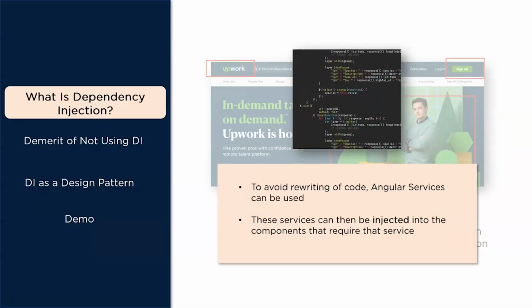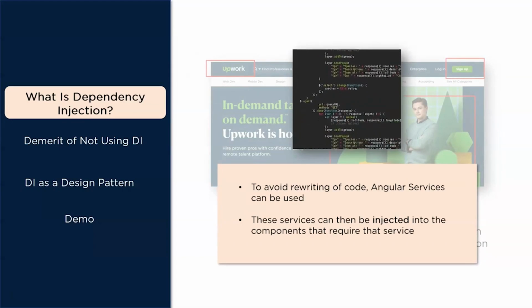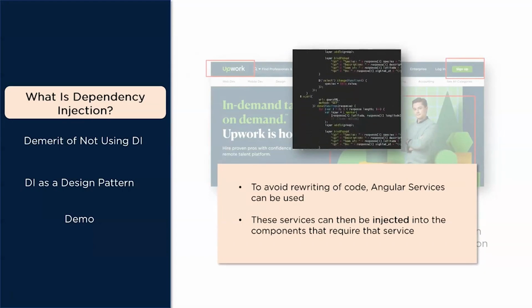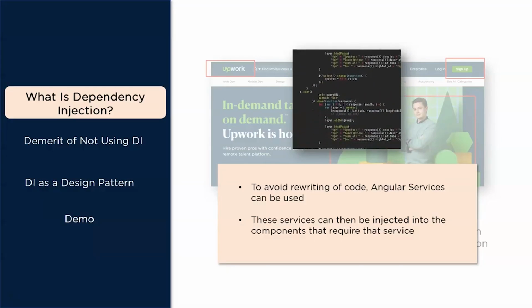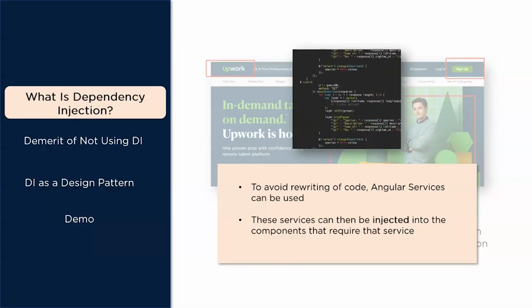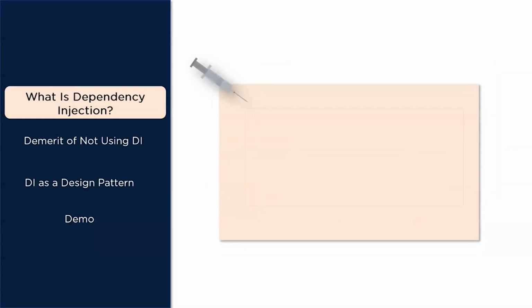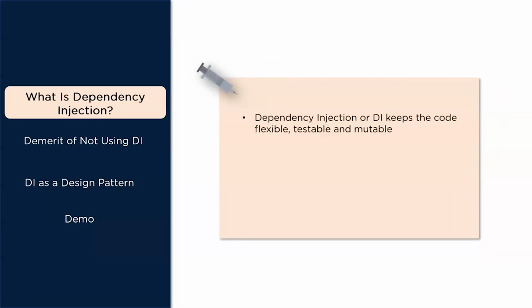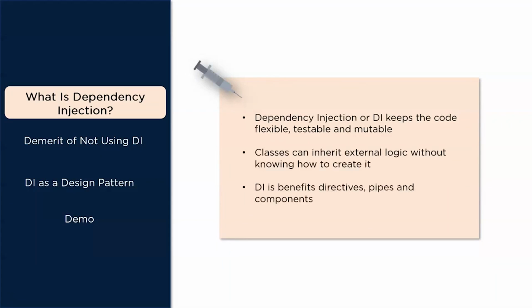Now, to give you a better example, consider two classes A and B. Let's assume that A uses the objects of class B, and normally in object-oriented programming, an instance of class B is created so that A can access its objects. But using dependency injection, we move the creation and binding of dependent objects outside of the class that depends on them. So dependency injection, or DI, keeps the code more flexible, testable, and mutable. Also, classes can inherit external logic without having to create it on their own. And lastly, DI benefits directives, pipes, and components.